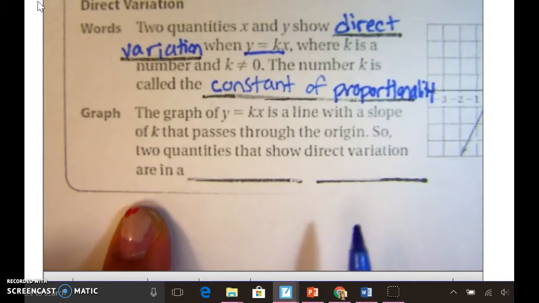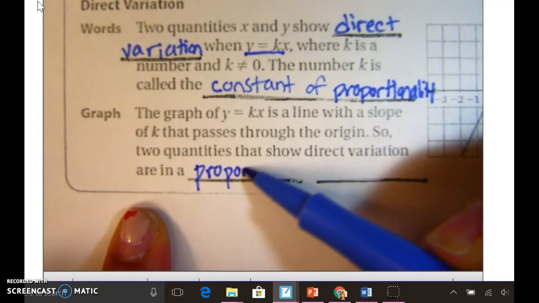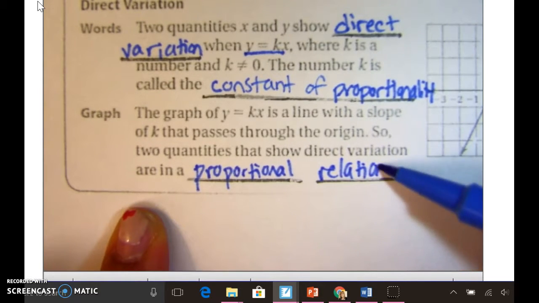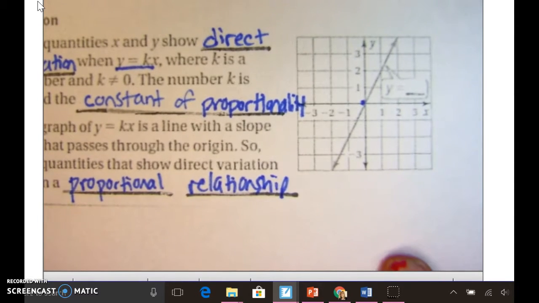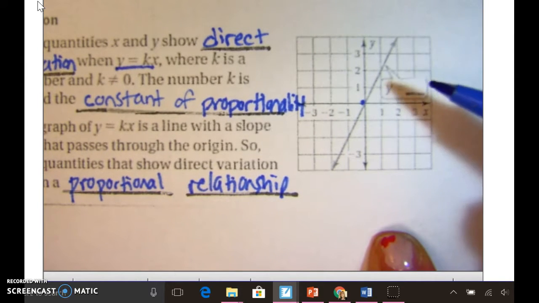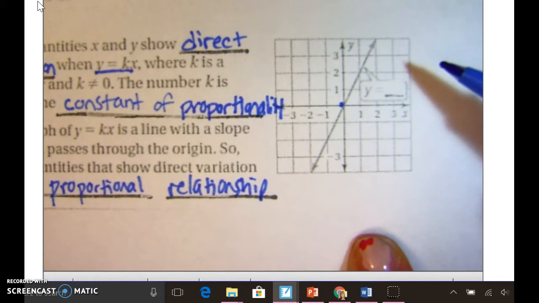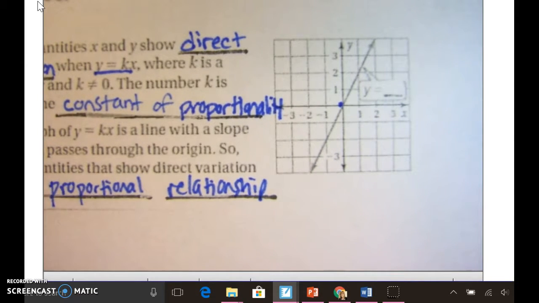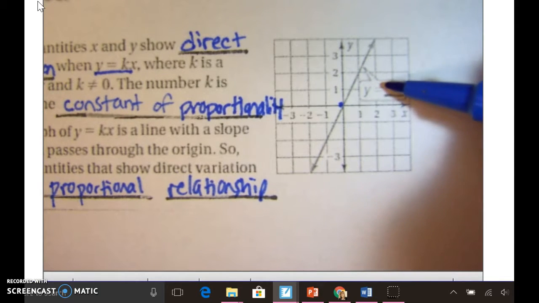So two quantities that show direct variation are in a proportional relationship. One indication that you have a constant of proportionality is that it goes through the origin. And the other indication is that you're going to have an equation that's y equals something times x. And the something is every time x changes, y changes in the same way. So for this one, it's going to be y equals 2x.